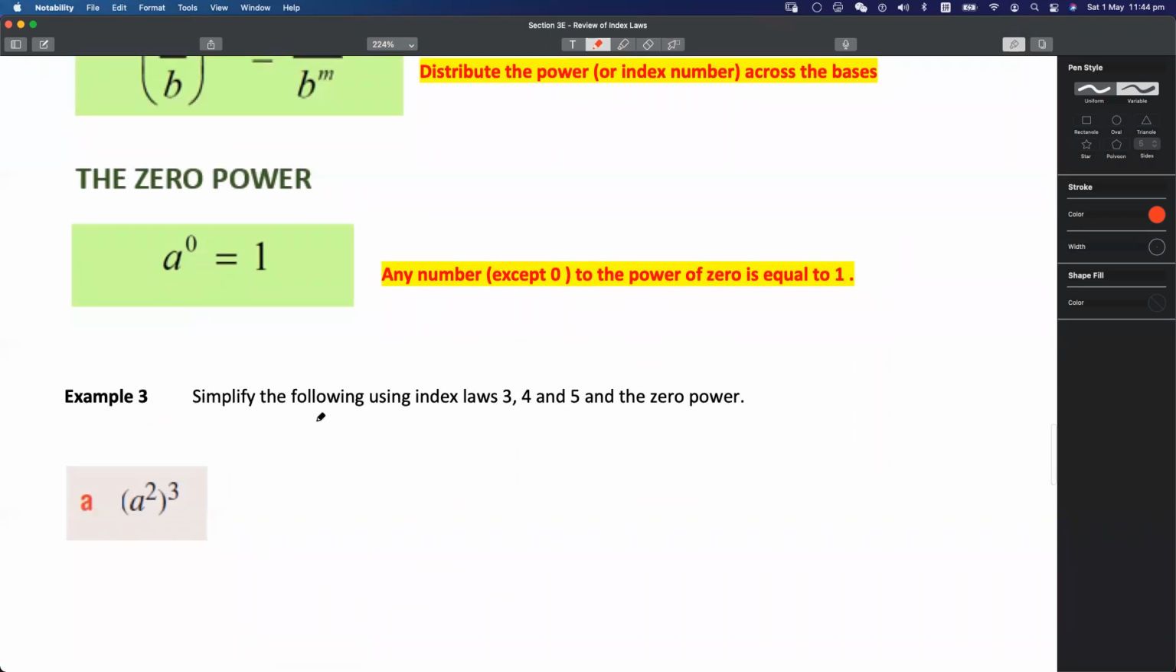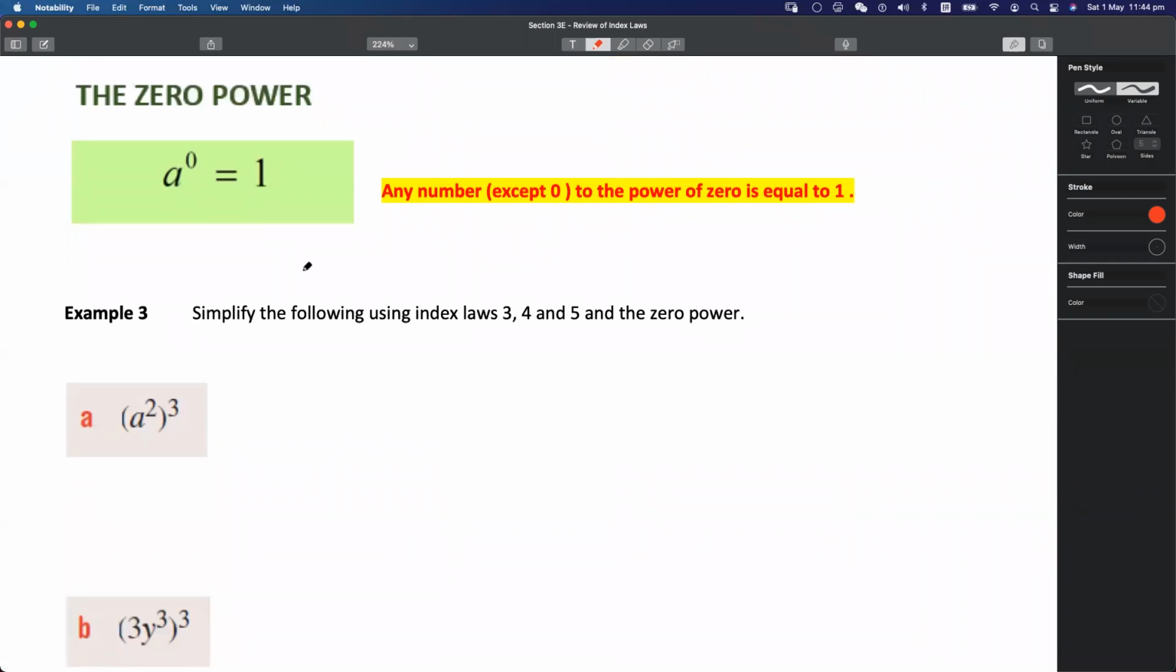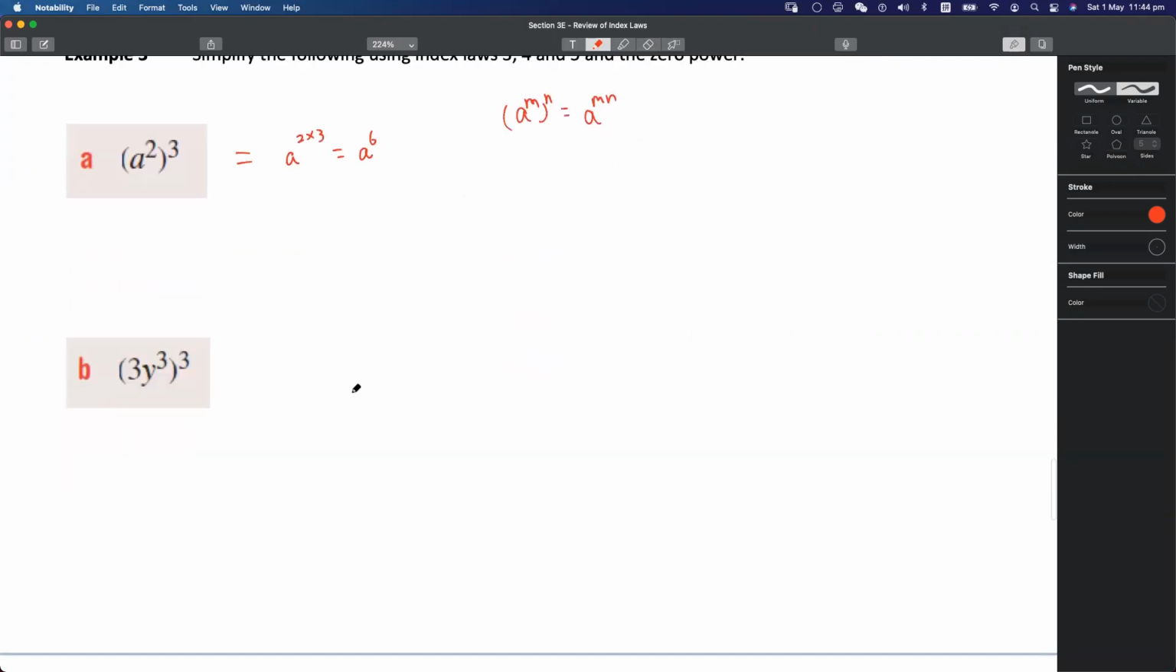Okay, simplify the following using index laws 3, 4, and 5, and the zero power. This one: bracket a squared to the power of 3. So remember this: a to the power of m to the power of n is a to the power of m times n. So that's just equal to a to the power of 2 times 3, a to the power of 6.